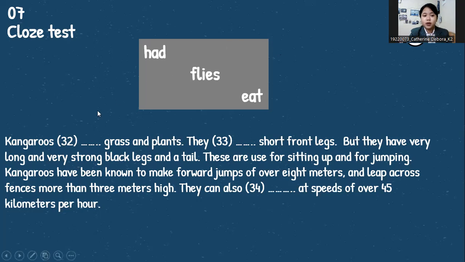As we can see in the box for number 32, kangaroos blank grass and plants. The answer is eat. Kangaroos eat grass and plants. Number 33, they blank short front legs. The answer is they have short front legs. Number 34, they can also blank at speed of over 45 kilometers per hour. The answer is fly. They can also fly at speeds of over 45 kilometers per hour.